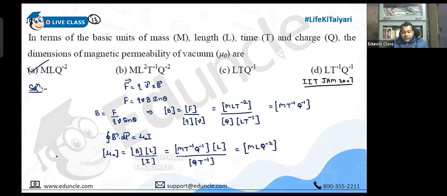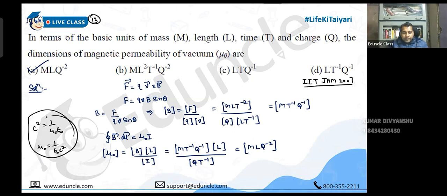So option A is correct. Please check. And if you remember these dimensions directly, then you can save your time. You can get the answer from here also. c square is 1 by mu naught epsilon naught. So mu naught is 1 by epsilon naught c square. From here also you can do.